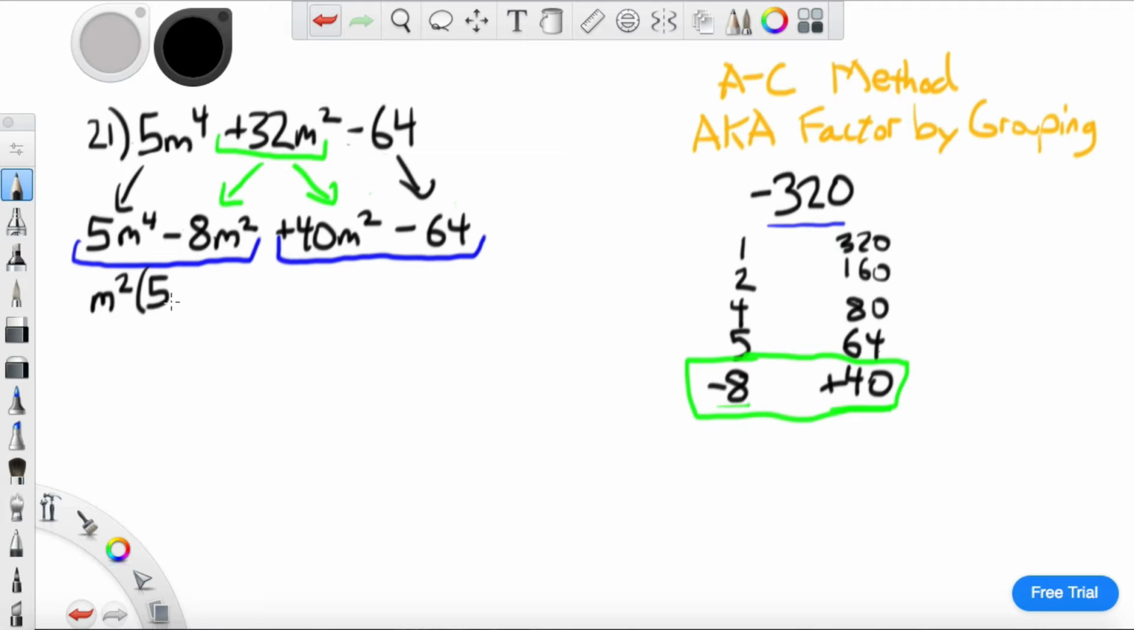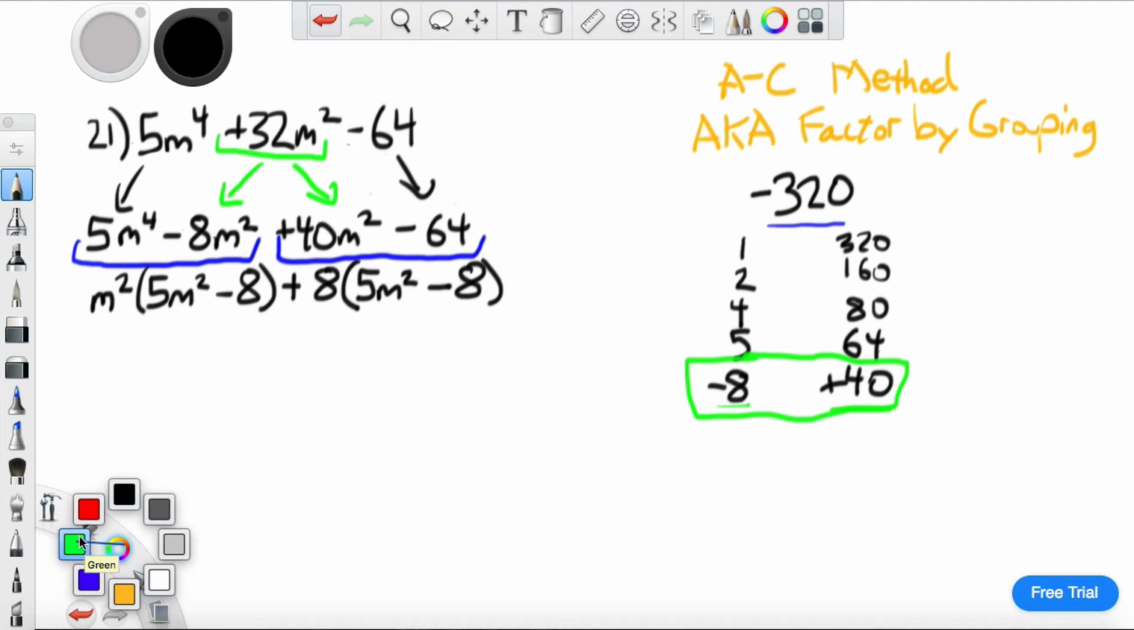M squared times 5m squared gives us our first term, and m squared times negative 8 gives us our second term. Now, what is the greatest common factor of 40 and 64? They both divide by 8. It might be 16, but I don't think so, because 40 can't divide evenly by 16. So I'm going to say plus 8. 8 times some number equals 40m squared, which is 8 times 5m squared. And 8 times some number is negative 64, which is negative 8.